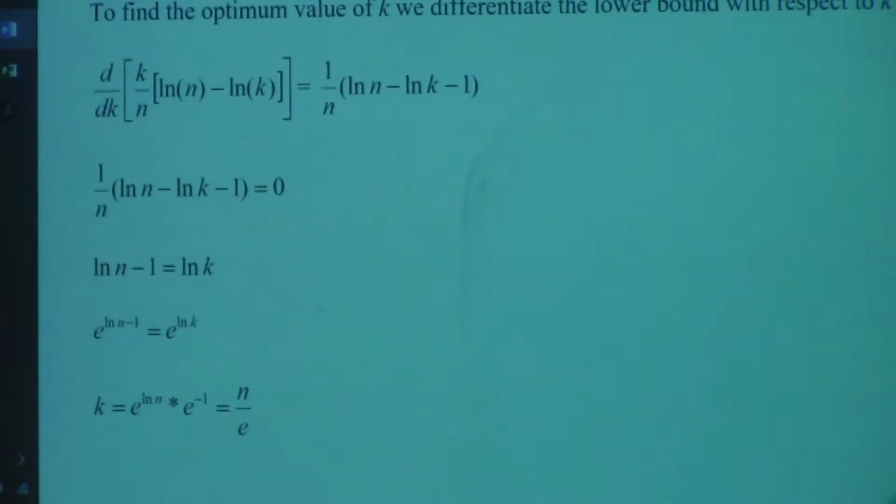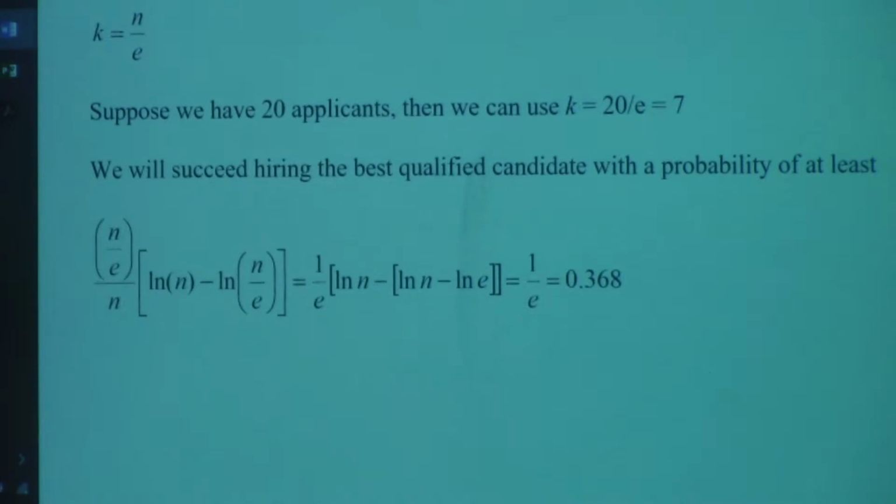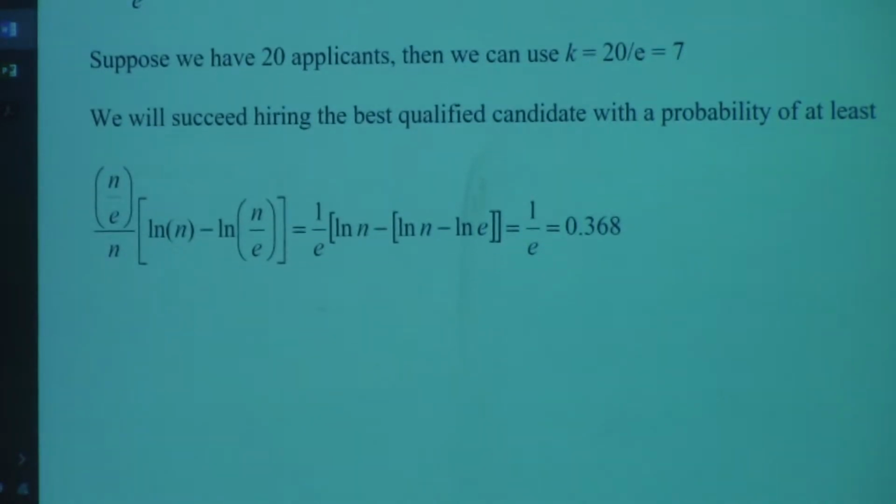And so what I'm going to do is show you a curve. I hope I have it in these notes because I wasn't expecting to use this particular version. But I should have some curves here. So this says basically that if n is equal to 20, then k is equal to 20 over e, which is roughly 7. So if 20 people, we should interview 7.